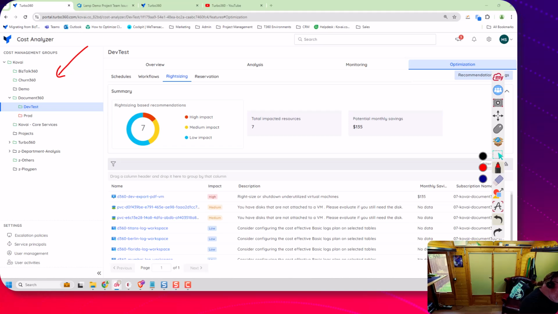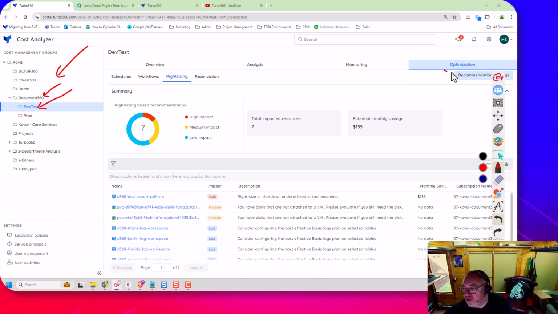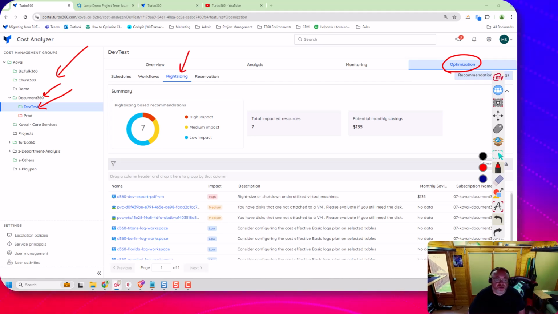So for me, I'm looking at the Document 360 team, and in particular, I'm looking at the dev test environment here. Now, the idea of the tree view is I can break down the cost instead of having just one flat list of hundreds of thousands of billing line items. I can break it into chunks so we can manage it by team, by department, by application, by environment, for example. So here I'm just looking at the dev test environment in Doc 360. And within that, the feature I'm looking at is our optimization feature.